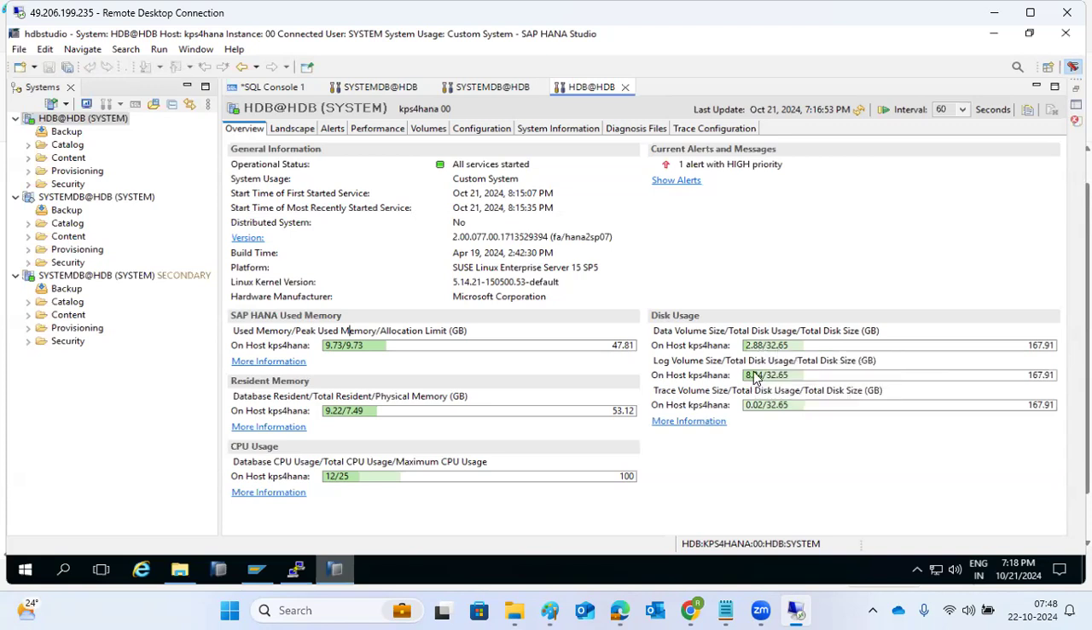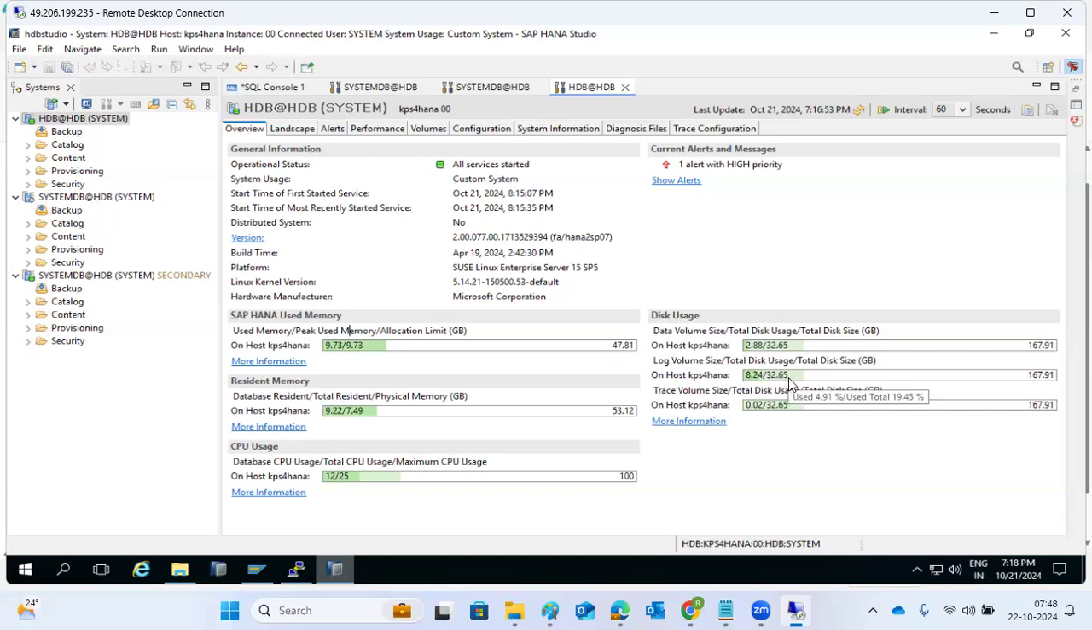The log volume is continuously written: before writing into main memory itself, it continuously writes the data into the log. Then every 5 minutes it writes the data into disk storage. The data volume holds the actual SAP data. The log volume holds log segments, which record the changes that happened in the data.